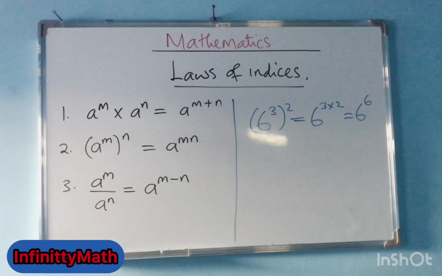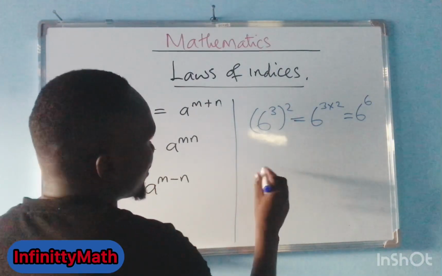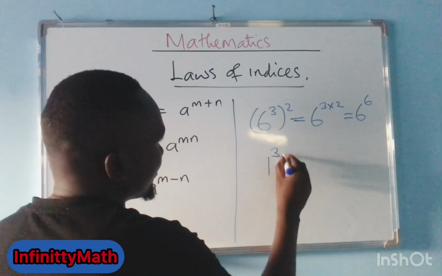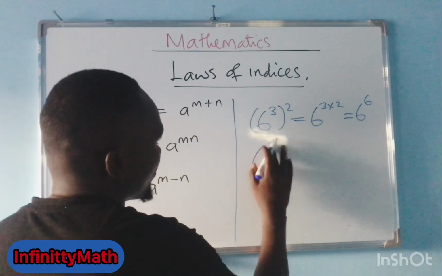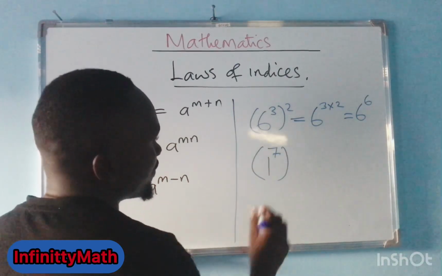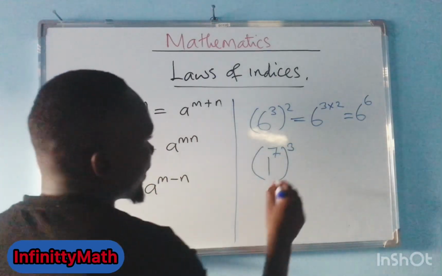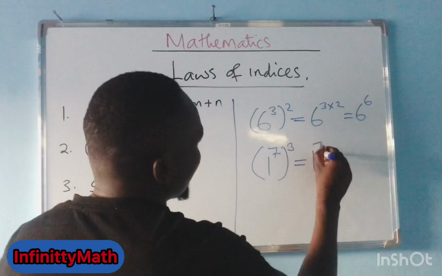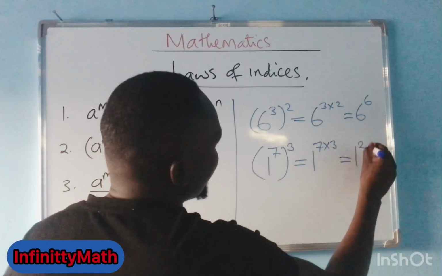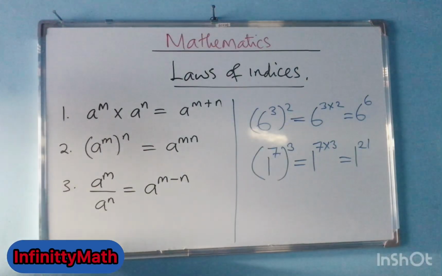Okay, so with that said, you can also look at another example. Let's say you have 1 raised to the power of 7. Then outside we have 3. Here we'll have 7 multiplied by 3, and we'll have 1 raised to the power of 21. That's what this second law means.